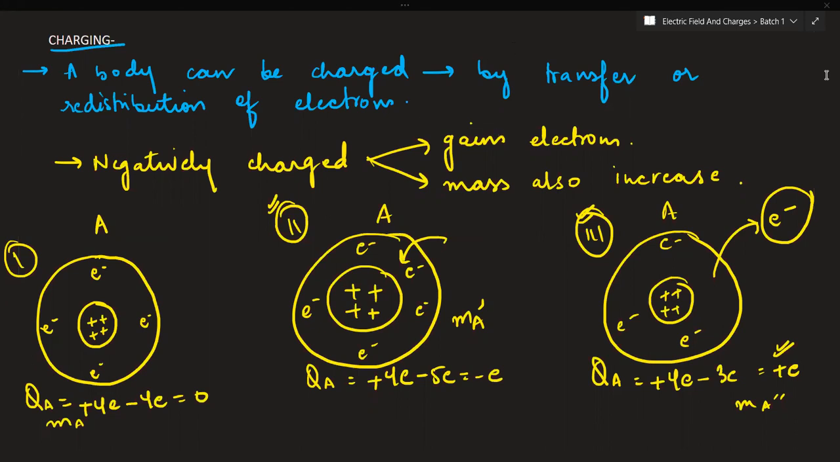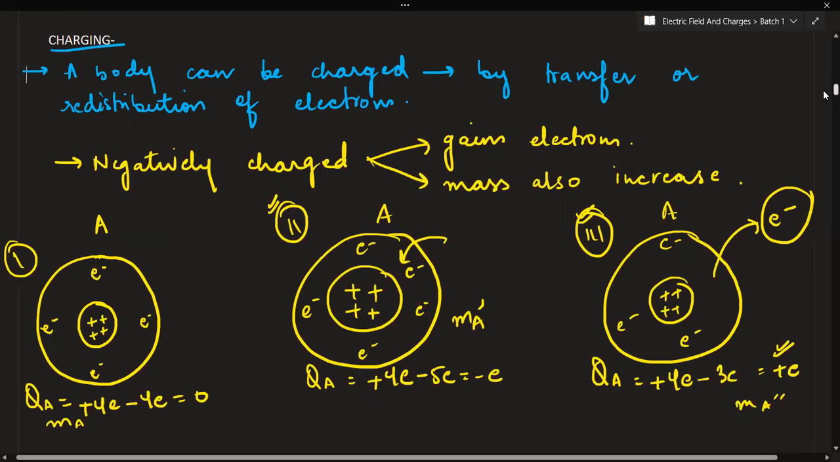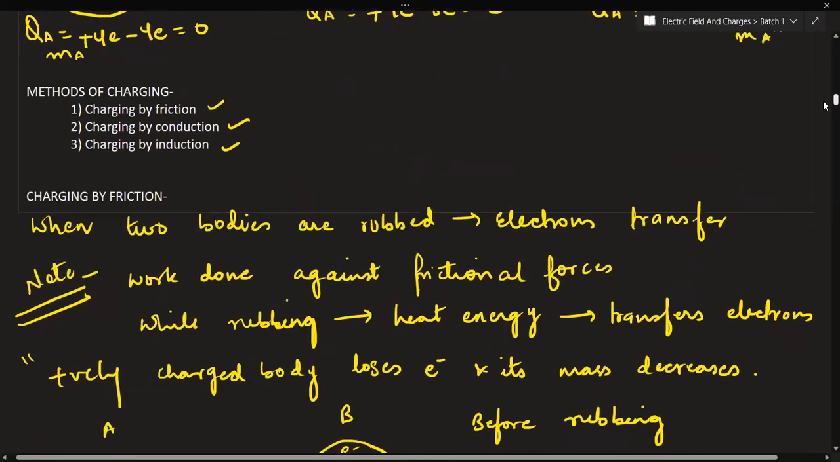Whereas if we talk about positively charged bodies, it loses electrons. That deficiency of electrons makes it positive. The way in semiconductors we saw electrons leaving make hole creation, same thing. And since the masses of the individual electrons are going away, the mass decreases. From here, only conceptual questions will come.